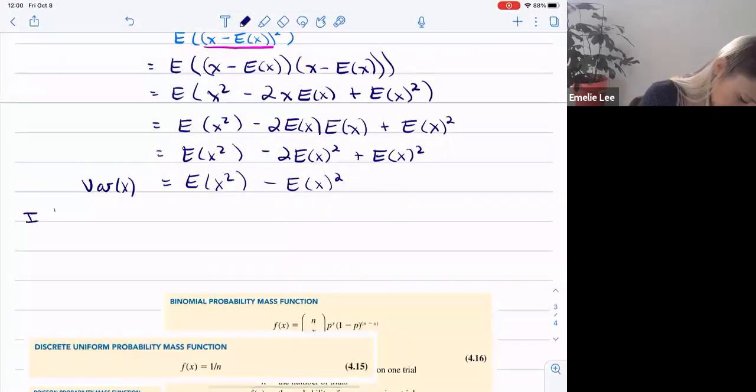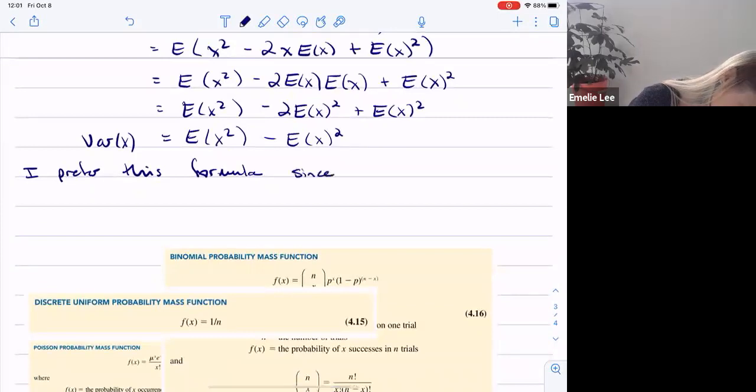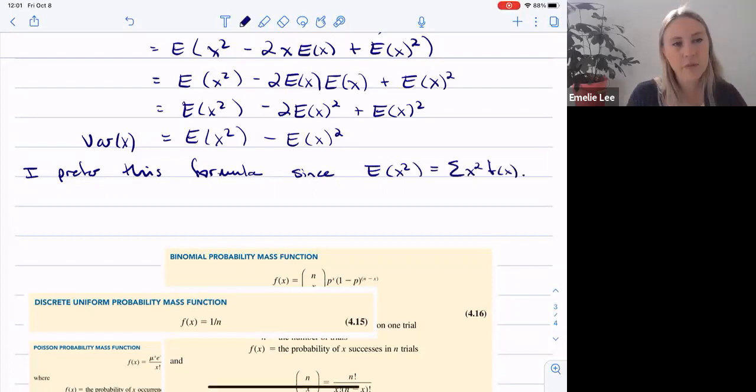So I prefer this formula because it's easier for me to find the expected value of x squared. How would I do that? Well, the expected value of x squared is just x squared times f of x for x1, x2, x3. Okay. Since the expected value of x squared is the sum of x squared times f of x.